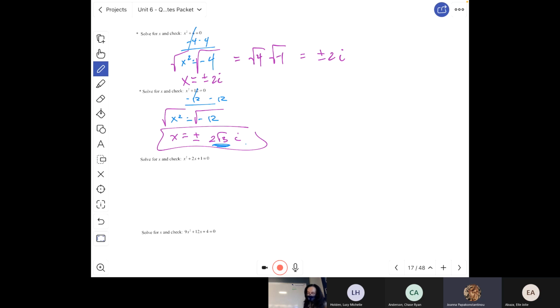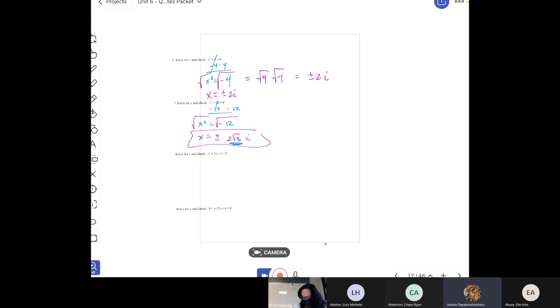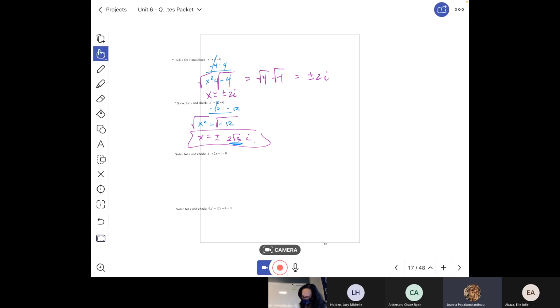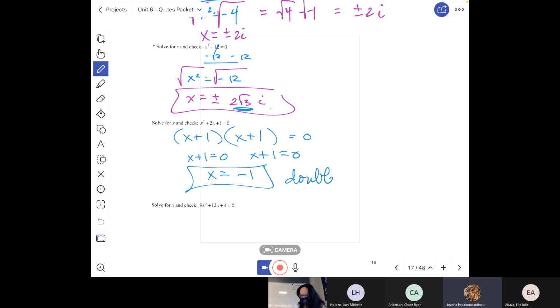That's all multiplication. Okay, looking at the next one, what do you want to do to the left-hand side? Factor the left-hand side and tell me what those two factors are. So what does x equal? Negative 1. What we will see is that this is a double root.